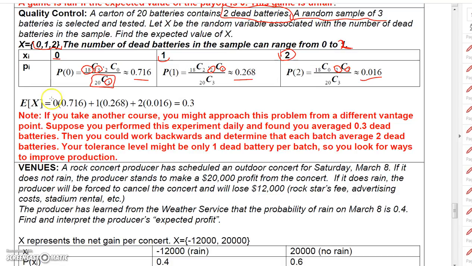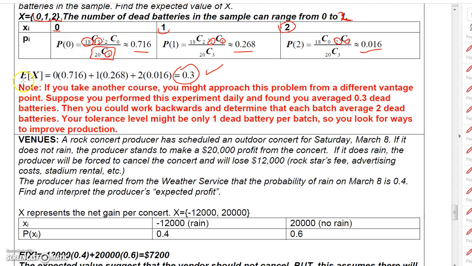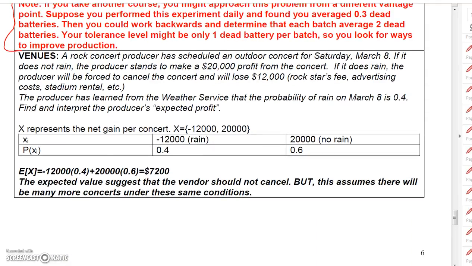The expected value would be 0 times 0.716, plus 1 times 0.268, plus 2 times 0.016. So the expected number of dead batteries in the sample is 0.3. If we did this experiment over and over again, we would expect to average 0.3 dead batteries per trial. You can read this note here, but I've already alluded to what I've got written in red, so you can read that yourself and move on when you're through.